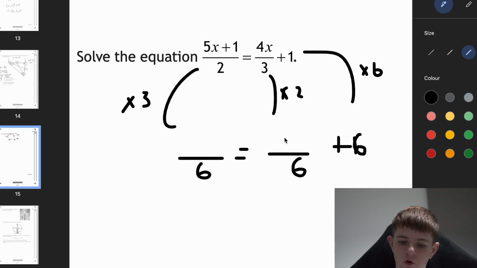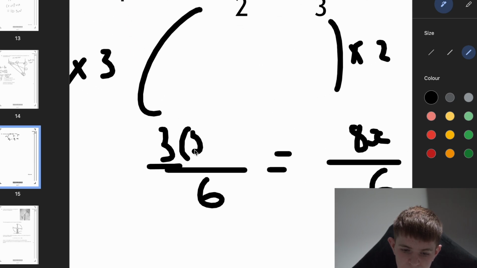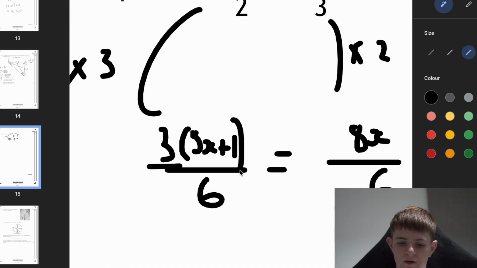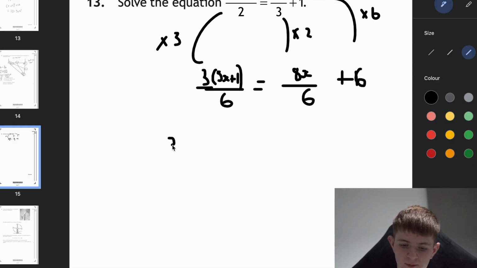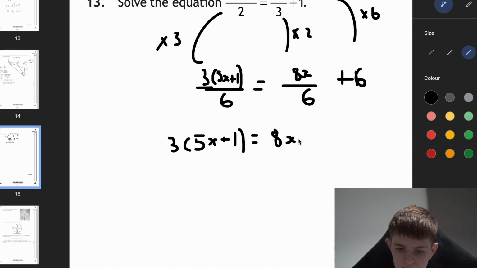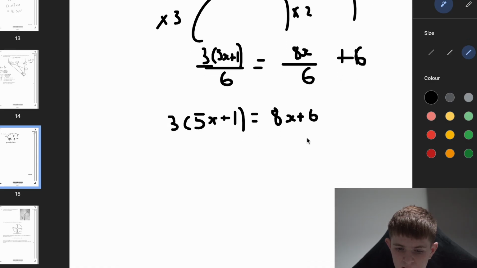We need to then times the tops by what we times the denominators by. So 4x times 2 is going to get us 8x. And we'll have 3 bracket 5x add 1. Working from here, we can get rid of those denominators. So we're left with 5x add 1 equals 8x add 6.